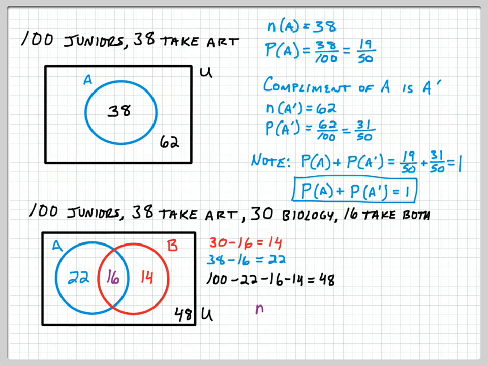All right. So the number of A and B, this little symbol here, this is called the intersection, and it means and.